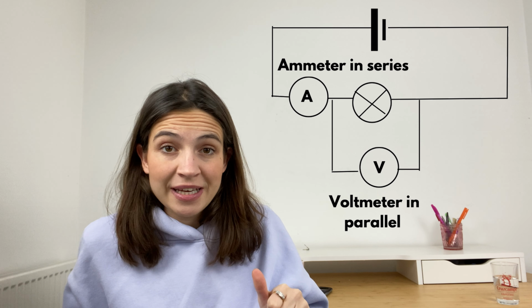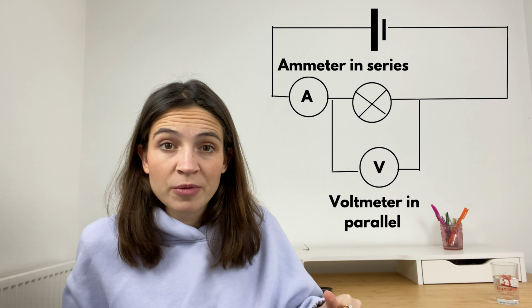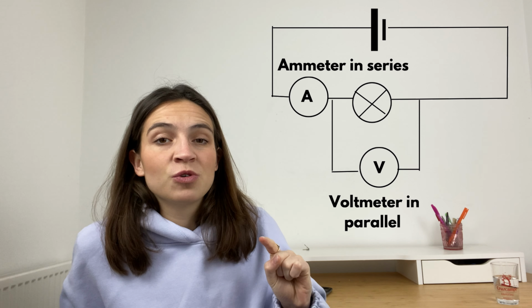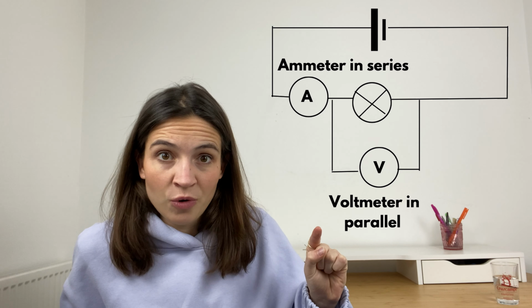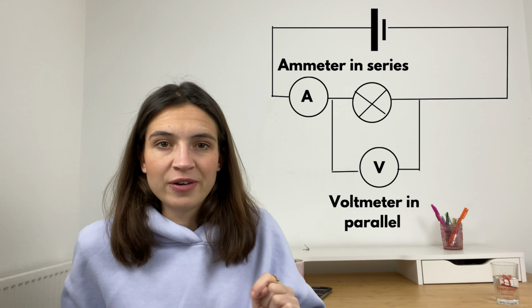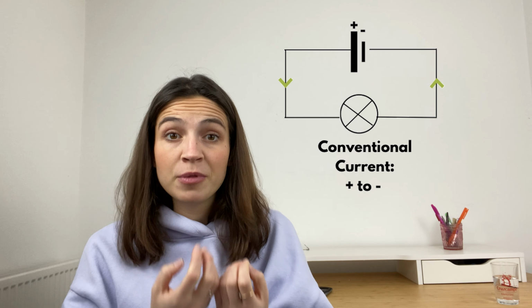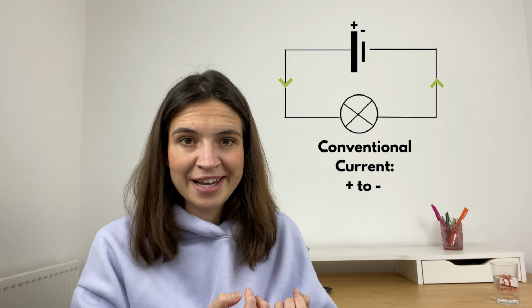Okay, a few things to remember when you are drawing circuit diagrams. Your ammeter should be in series or in line with your components, and your voltmeters should always be drawn in parallel with your components or around your components. Make sure if you're drawing a diode or an LED that you put the arrow in the direction of conventional current flow. Wait, what is conventional current flow? It's the direction that my current flows in, from the positive round to the negative.